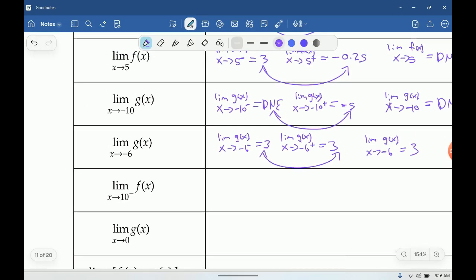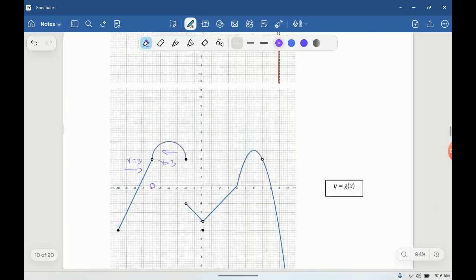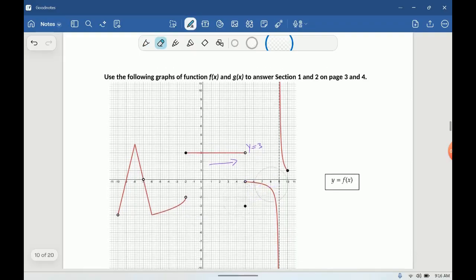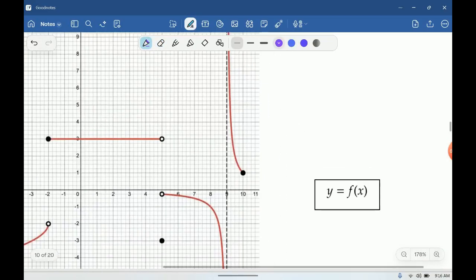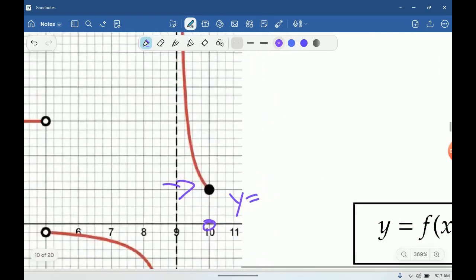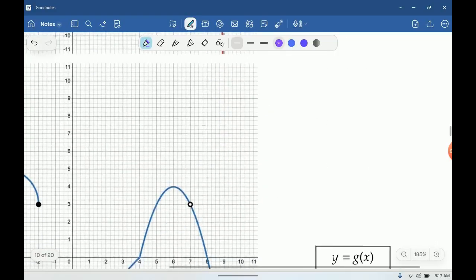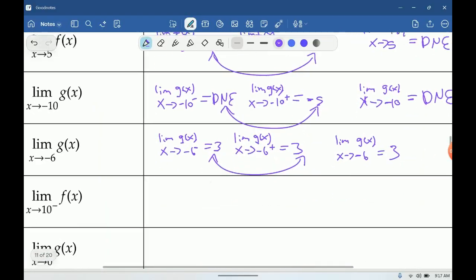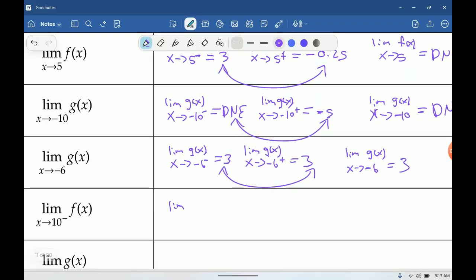Our next problem asks us to find the limit of f of x as x approaches 10 from the left. So we're going to go back up to our f of x graph, and we're going to find 10. As we can see, we're only going to care about the left side, and we only have one limit approaching it from the left side. And it happens to meet x equals 10 at y equals 1. So we put that down as the limit of f of x as it approaches 10 from the left is going to be 1.